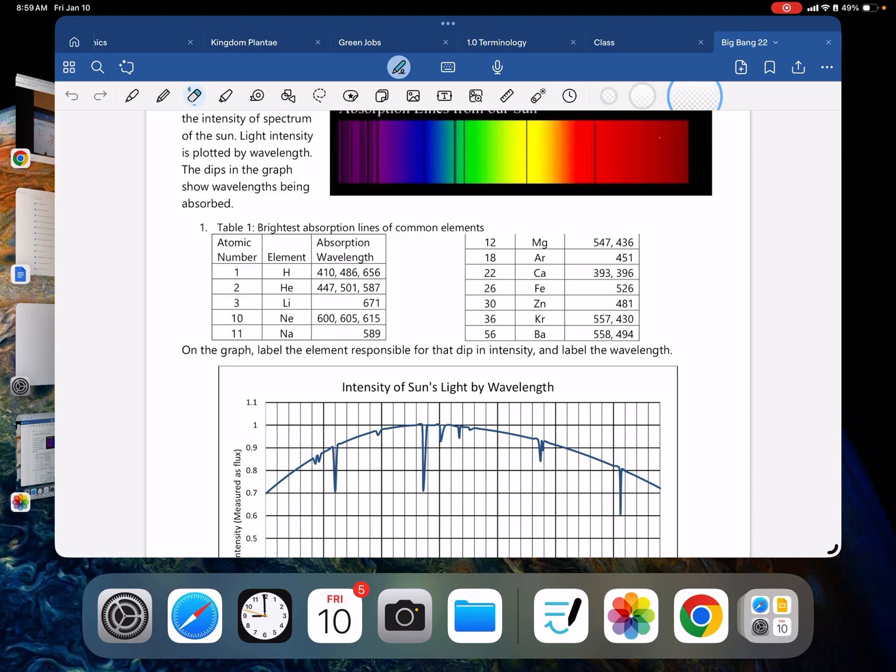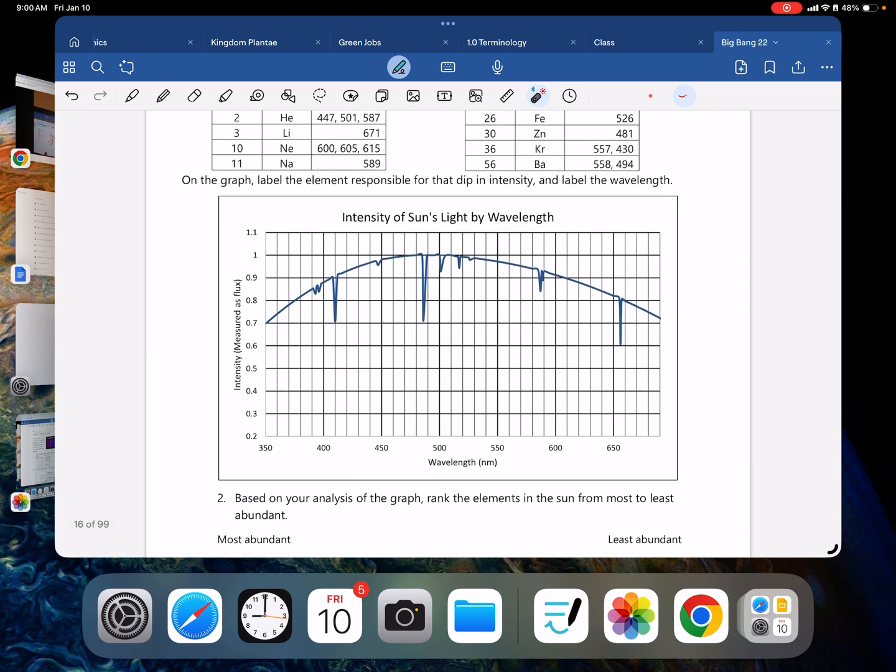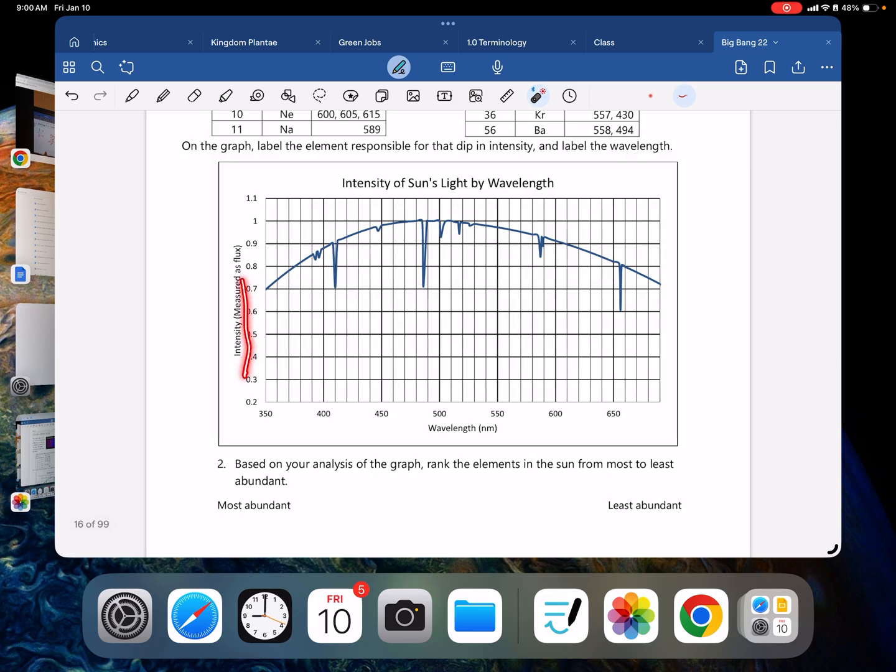Just to use color for this so that it's clear, let's use purple. So purple for hydrogen. What I'm looking for is that hydrogen has its specific spectra pattern, and it's going to be absorbed at 410, 486, and 656. Now if we look at this graph down here, which is showing the intensity measured, wherever we see a blip, that's where that has been absorbed.